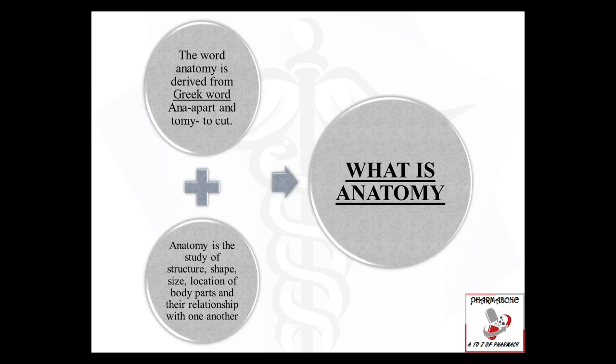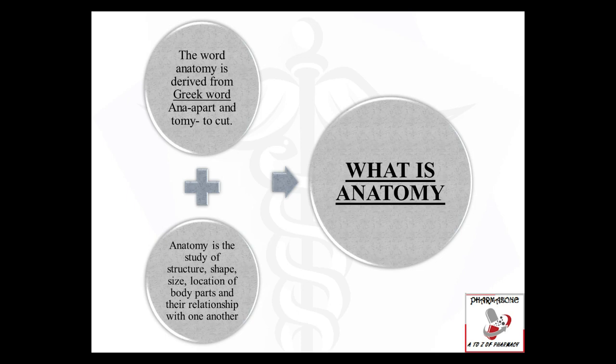First, let's understand what our subject is all about. Anatomy and physiology refers to two branches of science which always work in tandem. Anatomy deals with the study of location, dimension, and composition of structures, while physiology involves the study of functioning of each structure either alone or in combination with other structures. The word anatomy is derived from the Greek words ana, that is a part, and tomi, to cut. Anatomy is the study of structure, shape, size, location of body parts and their relationship with one another.